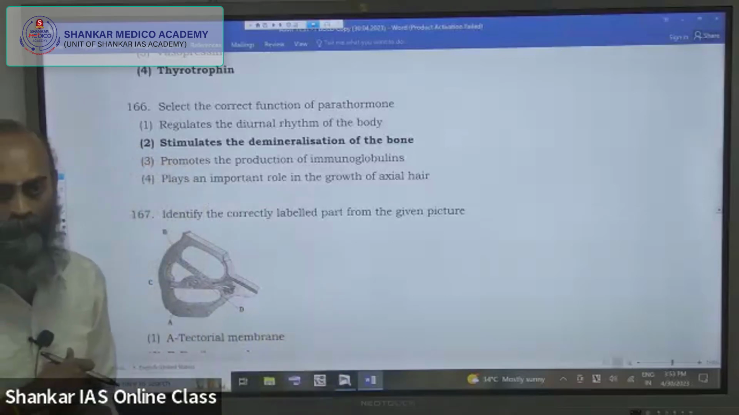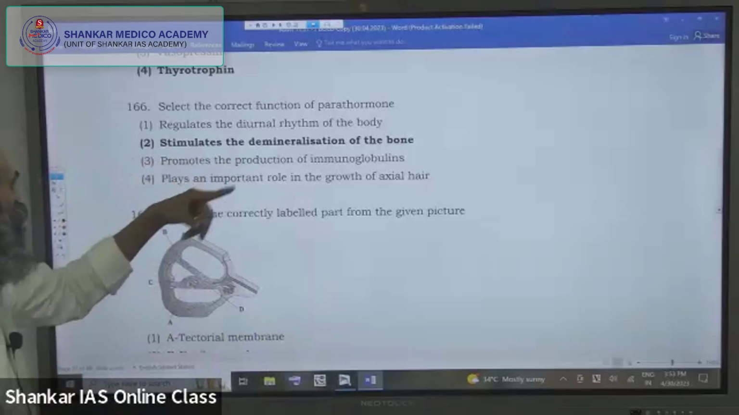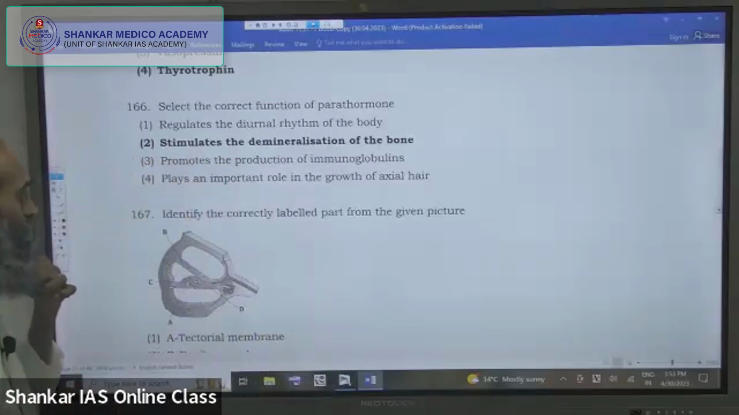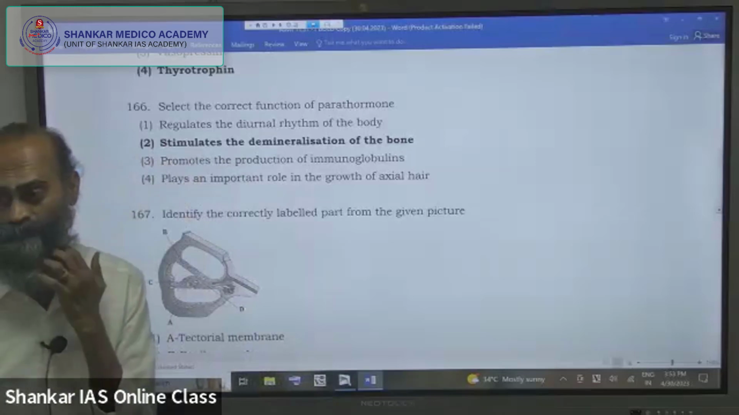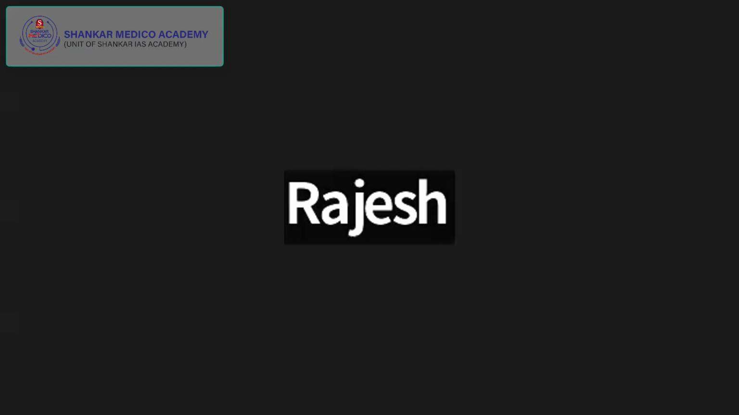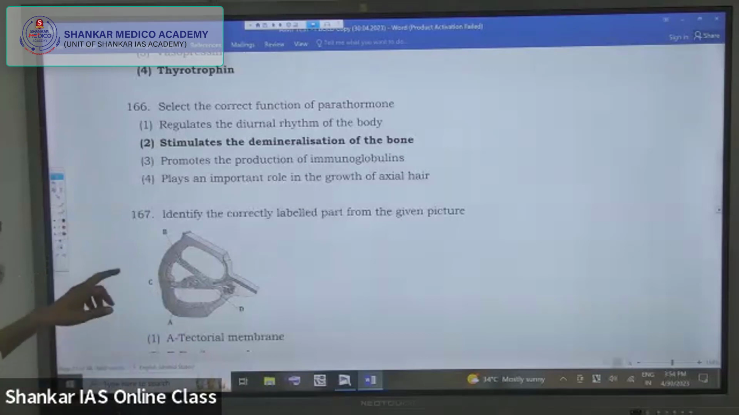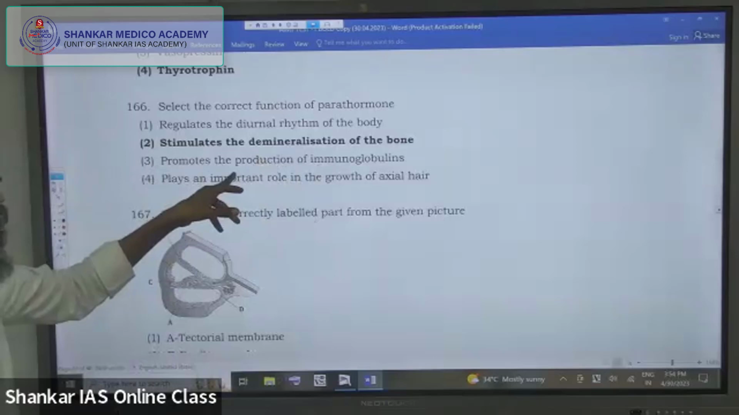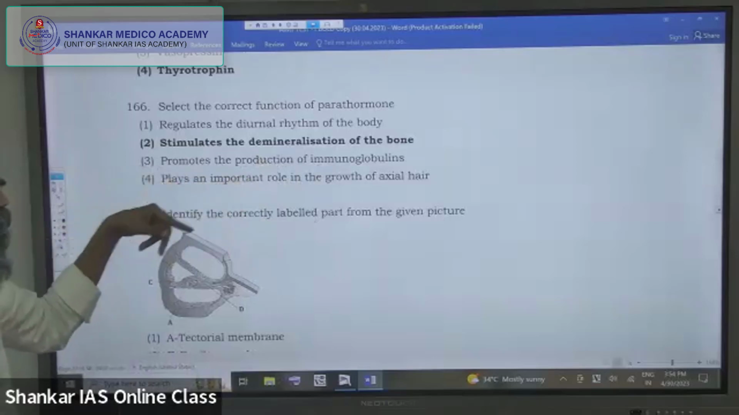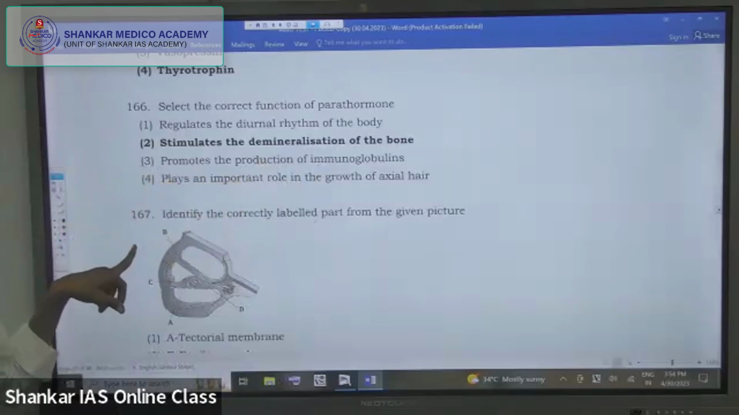Understood now? Okay, stimulates the demineralization of the bone. When does parathormone actually get secreted? When the calcium level is low, a hypocalcemic condition, so this is a hypercalcemic hormone. Okay. Promotes the production of immunoglobulins. Who is going to promote it? What is the hormone required here? Thymosin.